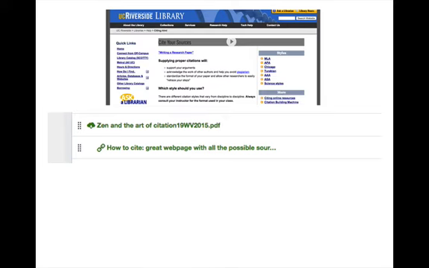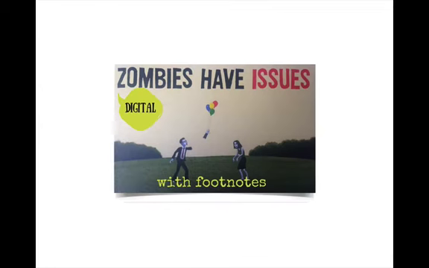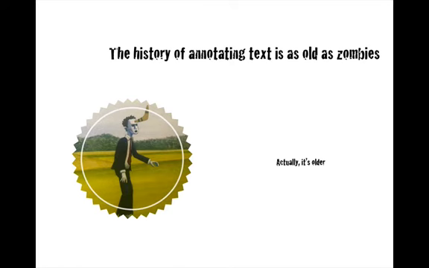Well, in the context of this class, it's important to recognize that digital zombies have real issues with footnotes. Digital zombies, in fact, don't really think about footnotes, and perhaps they don't think at all. But the interesting thing is that the history of annotating text, which is essentially what a footnote is, is as old as zombies. And perhaps it's even older than zombies.